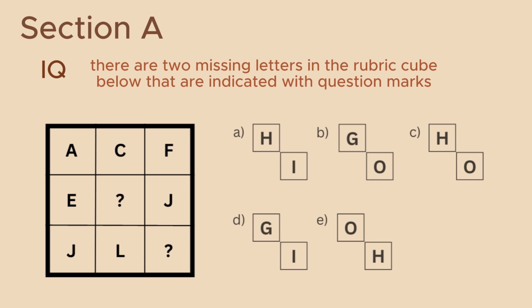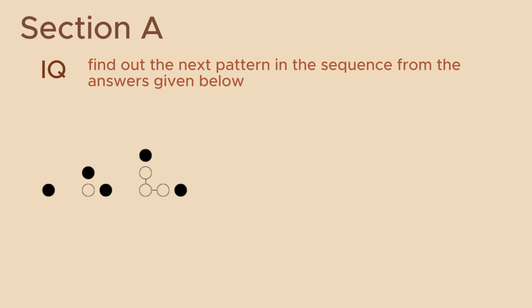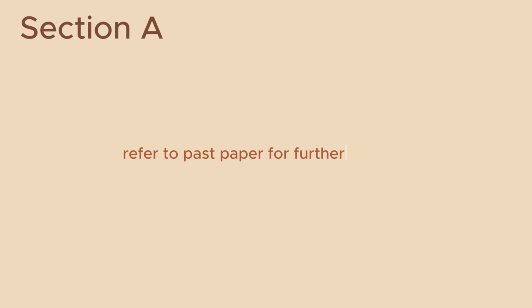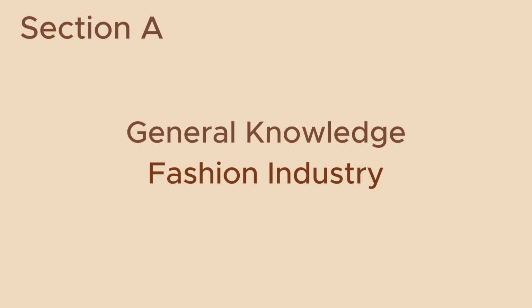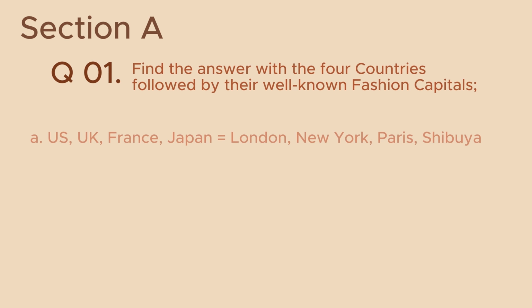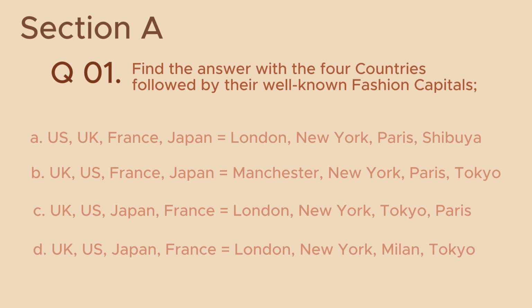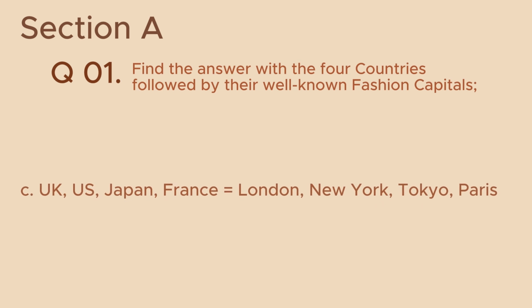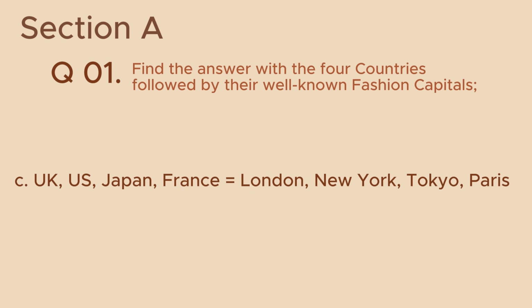Some basic understanding about the color theory and certain rules when applying color will help answering these questions. Apart from these questions, the Section A also includes questions that evaluate your IQ level, as the questions shown here. You may refer to the past papers for practice on this. The next set of questions that are on the screen feature general knowledge about the fashion industry. The first question is about fashion capitals. The answer to this question is option C, London, New York, Tokyo, Paris, that are fashion capitals of the countries UK, US, Japan, and France respectively.